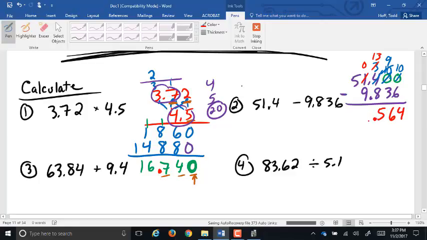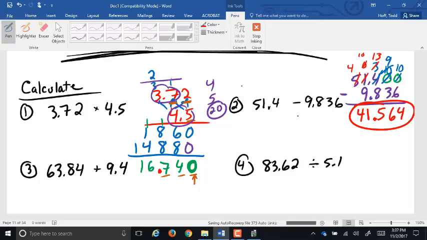And then we can't cross the decimal point. We bring the decimal point straight down. 0 minus 9, we're going to borrow. That's 4 and 10. 10 minus 9, 1, and then the 4. Any questions on that one? Or these are the first two? Okay.